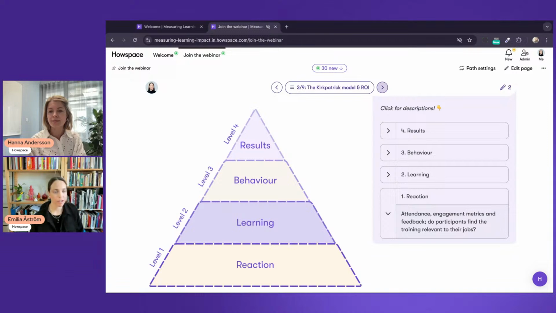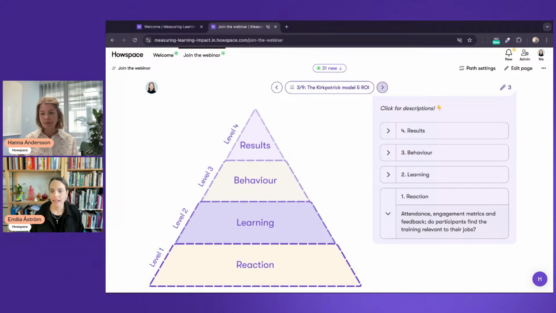And this model has 4 levels, as you can see, and it can be displayed in different ways as well. So you might have seen it with the reactions at the top of the pyramid, so that it looks more like a funnel where you move through the lower levels towards the higher ones in a funnel-like way. But you can also see the model with the results at the top.